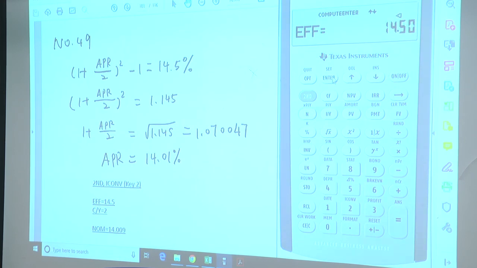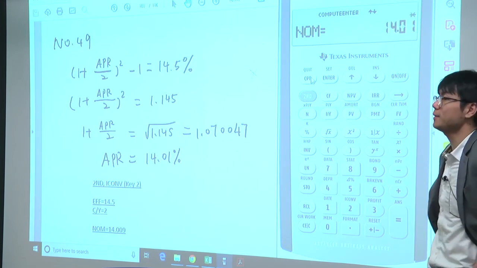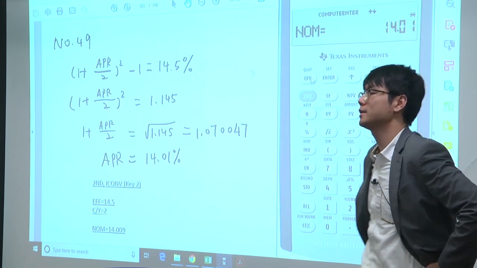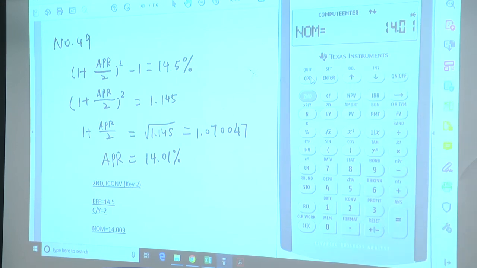It's not pressing equal, it's pressing enter. You have a frequency of what? 2. Then you compute the nominal. Okay, so let me do it again. Second conversion. You're in this mode. You have 3 items: nominal, effective, and this stands for the frequencies. In our question, we have what?